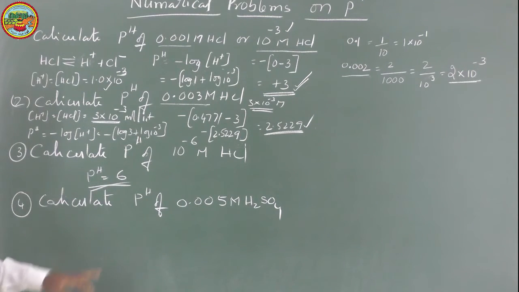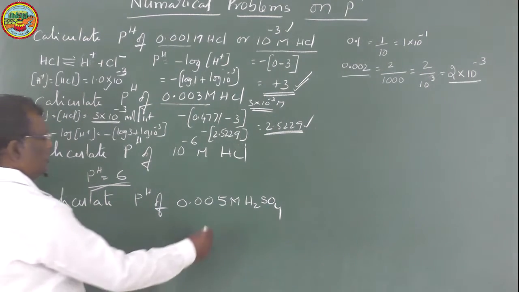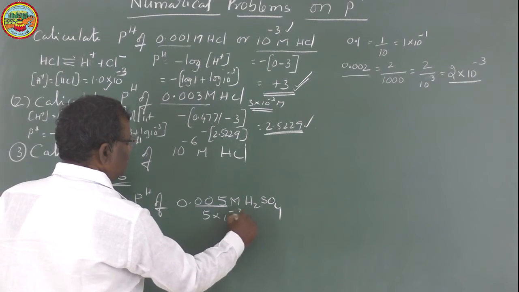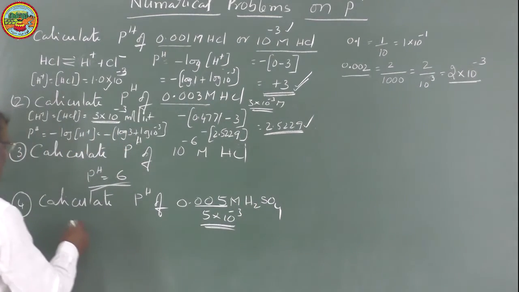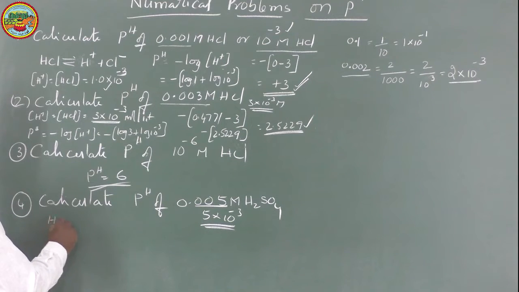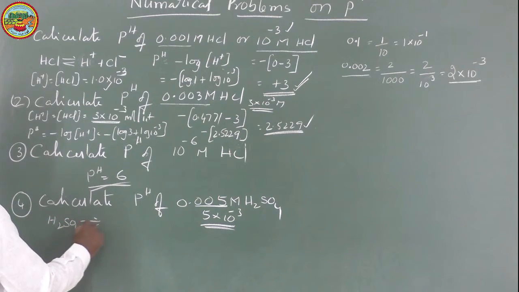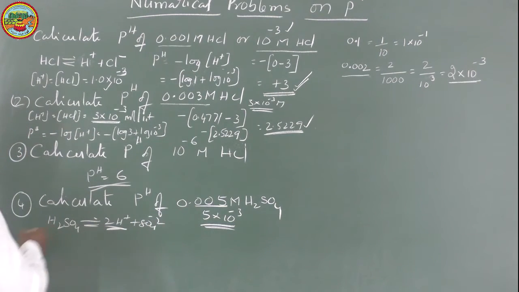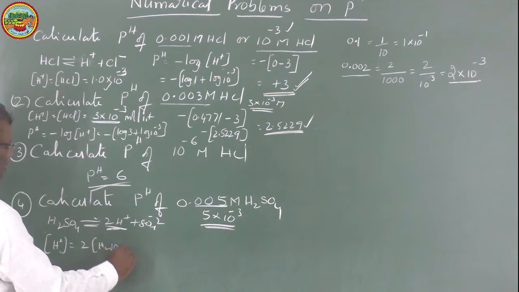Then next problem is, calculate the pH of 0.005 mole H2SO4. So its concentration is 5 into 10 to the power minus 3. So H plus ion concentration in dibasic acids, because H2SO4 ionizes to give 2 H plus ions and SO4 2 minus. So here H plus ion concentration is double the concentration of acid. So in this case, concentration of H plus ions is equal to 2 into concentration of H2SO4.